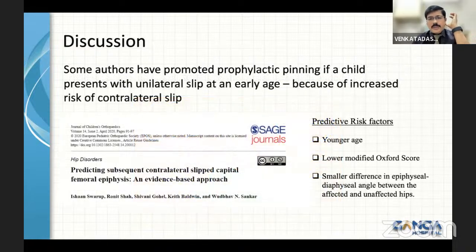So, moving on to the discussion. As we discussed in the introduction, there are controversies, and people have given definitive indications for prophylactic pinning, like younger age, lower modified Oxford risk score, and the posterior slope angle. There is an angle described, and they say that if it is more than 12 degrees, there is an indication for prophylactic pinning.